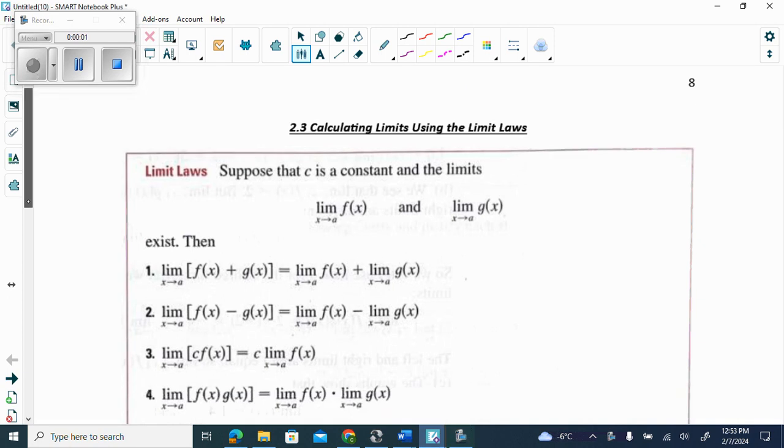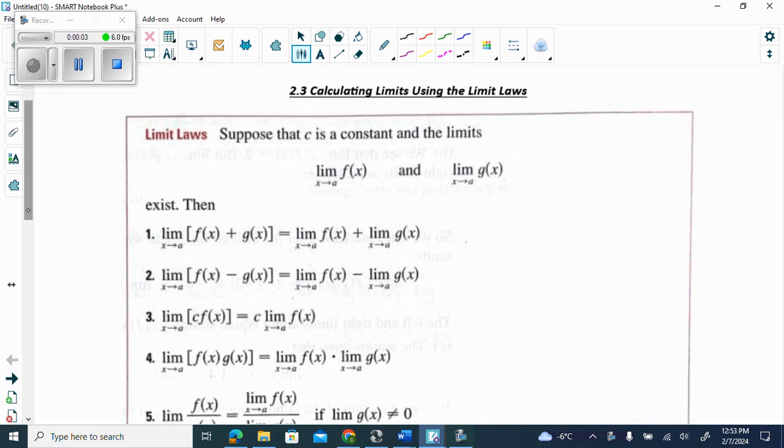Suppose that C is a constant and the limits below exist. What they're saying is if you have a limit of more than one function doing an operation together, you can write them out as separate limits. So for example, the limit as x approaches a of f of x plus g of x, I could write out as two separate limits.